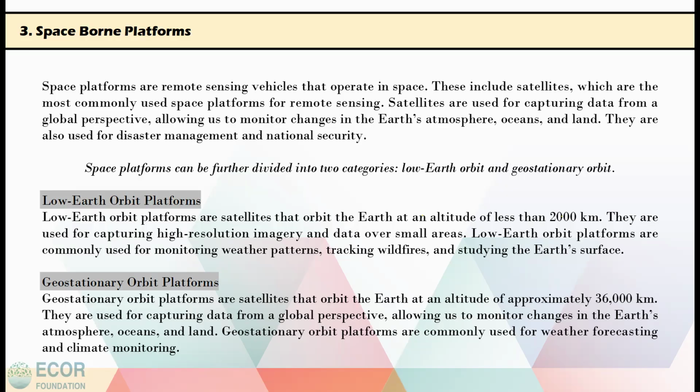Second one is geostationary orbit. It is all about the satellites at approximately 3,000 to 36,000 kilometers altitude. It provides continuous global coverage, ideal for weather and climate monitoring.